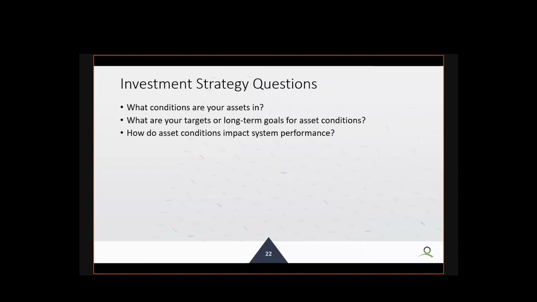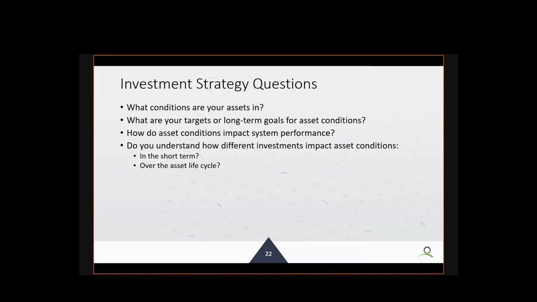All right, the next question, how do asset conditions impact my system performance? So that's something, I think, going back to your first workshop, and we'll talk a little bit about this, there's a connection between asset conditions and system performance, and there's a connection between activities that you may do to enhance system performance that may improve asset conditions or may cause your assets to deteriorate more quickly, and you need to understand that relationship.